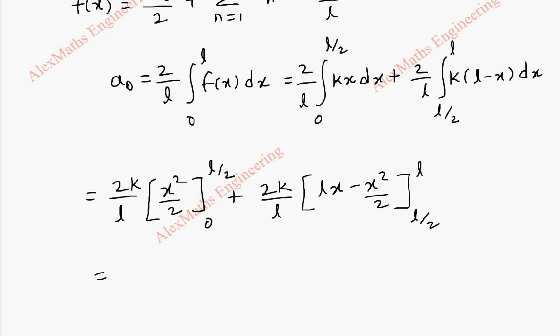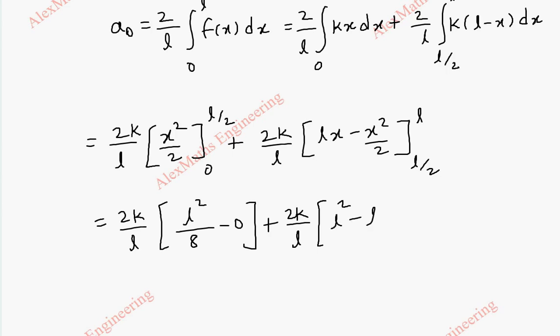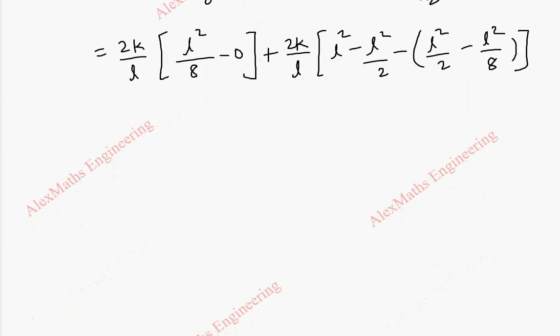Now applying the upper limit minus lower limit, it is 2k/L and the first part becomes (L/2)²/2, so L²/4, and with one more 2, L²/8, and the lower limit is 0. Coming to the second part, it is 2k/L. Applying the upper limit, L into L, so L², then L²/2 minus: applying L/2, L into L/2 is L²/2, minus (L²/4)/2, so L²/8. So we completed the substitution of upper limit minus lower limit.